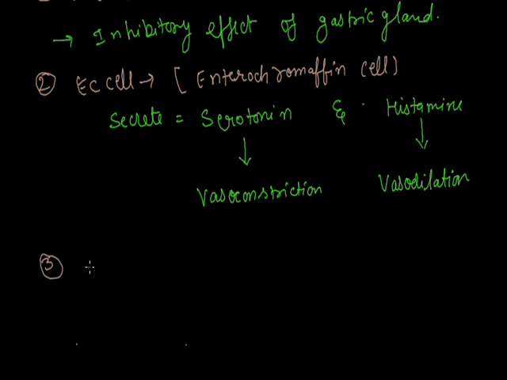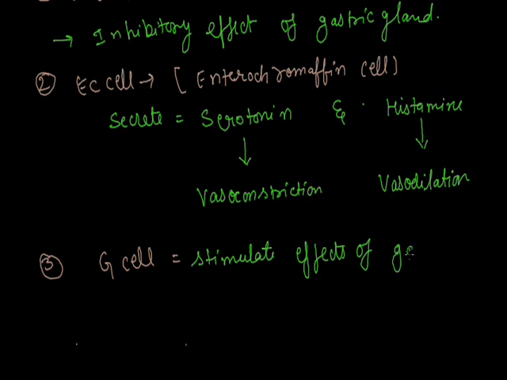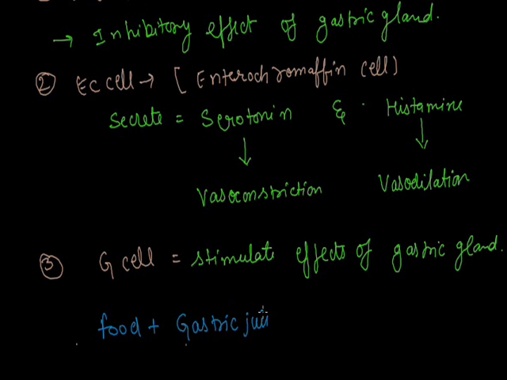Third is the G cell. It stimulates the effects of the gastric gland. Food plus gastric juice is known as chyme. Site is the stomach.